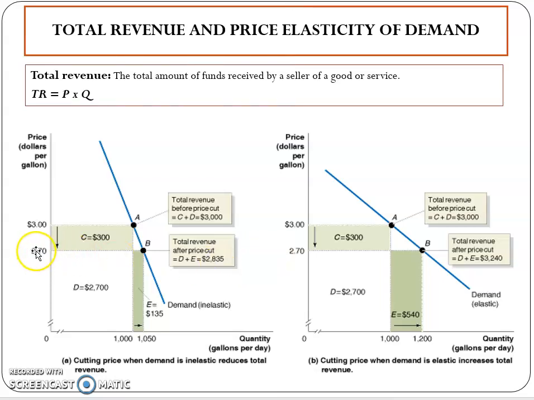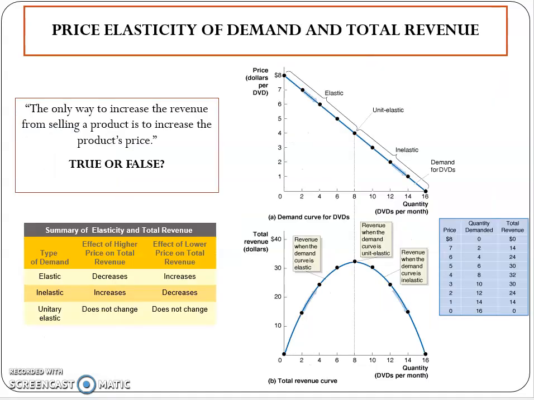And you can look at this by starting at $2.70 in each of the models and then raising the price to $3. In the inelastic environment, that would cause your total revenue to increase. You'd give up $135 but get $300. Whereas in the elastic scenario, you would have your total revenue decrease because you would give up $540 to get $300.